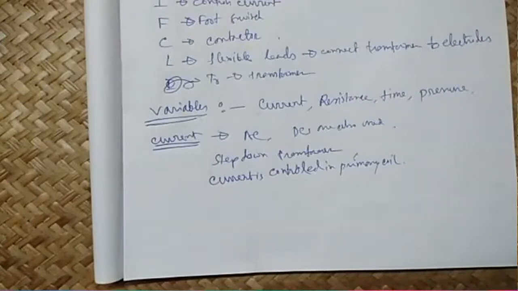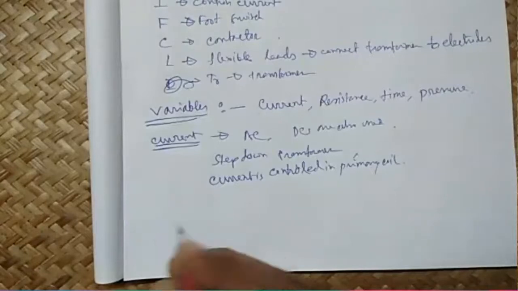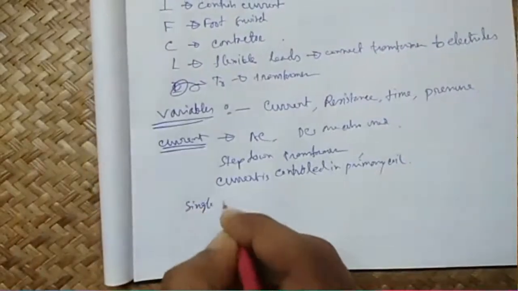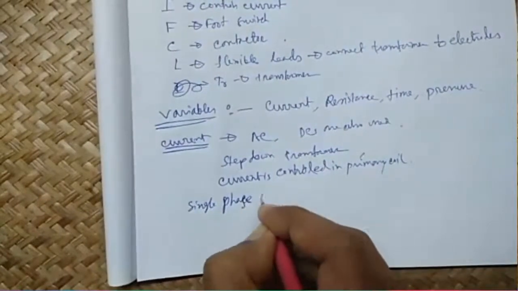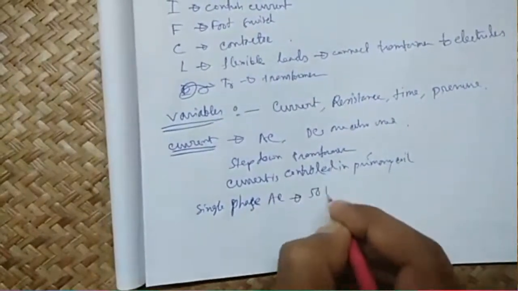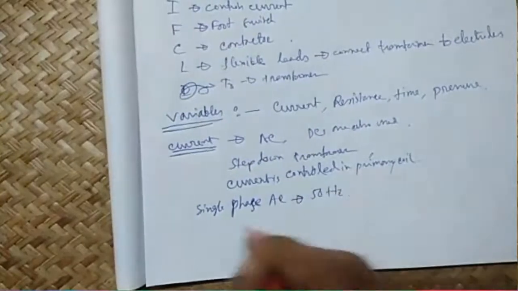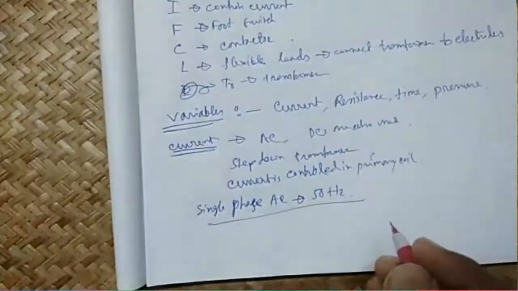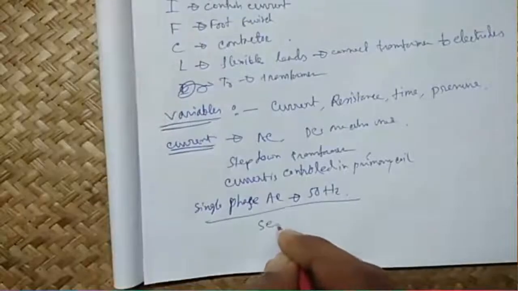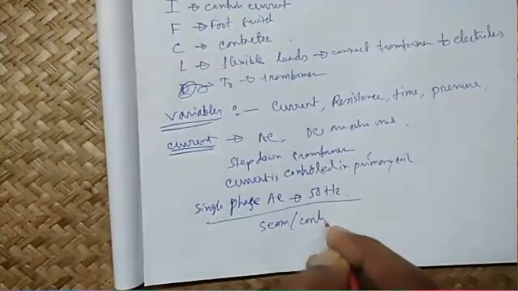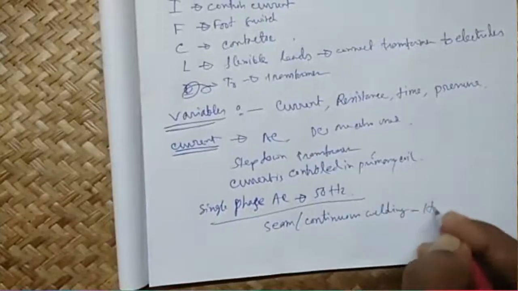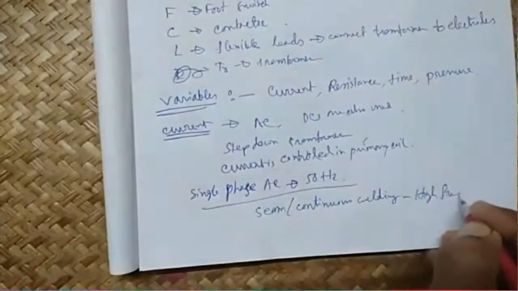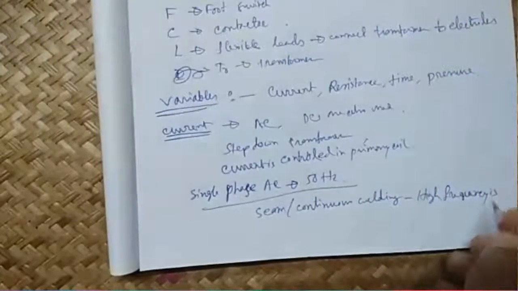Now, in case of normal resistance welding, single phase AC 50 Hz current is used. But for seam or continuous welding, high frequency is used.